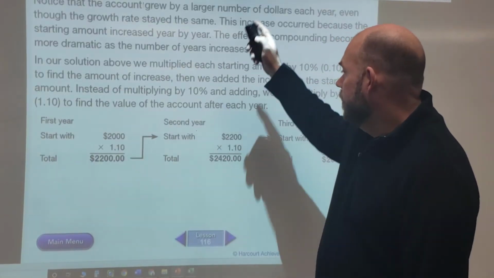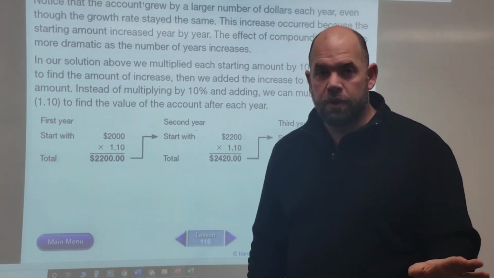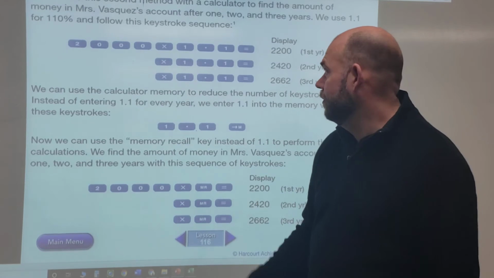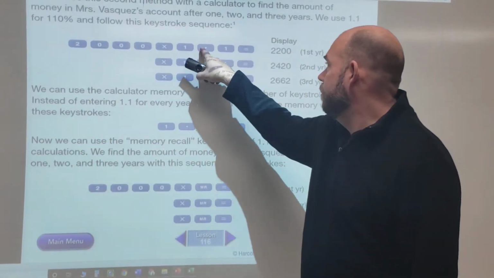Now, this is just going to say the same thing we just went over, so I'm going to skip over this. I want to get to the spreadsheet. And this is just how to use a calculator. 2,000 times 1.1.